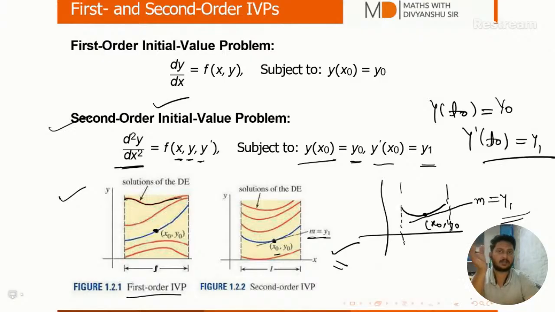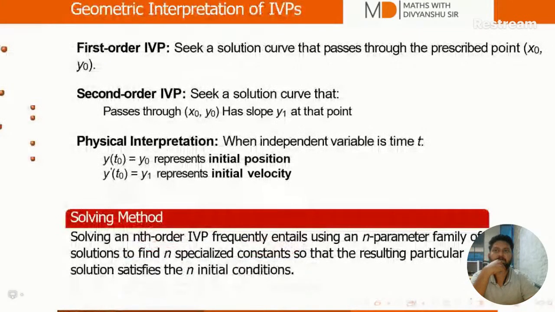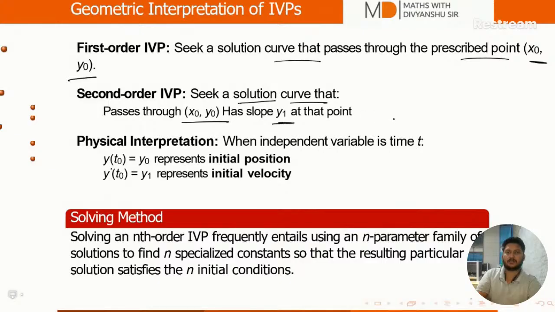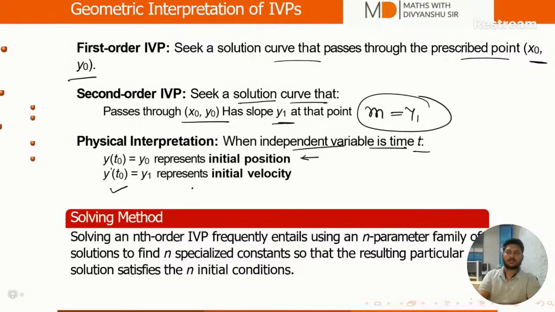Now comes one example related to the initial value problem. I have already shown you the geometric interpretation. In a first order initial value problem, we seek a solution curve that passes through the prescribed point x0, y0. In a second order initial value problem, we seek a curve that passes through x0, y0 and has slope y1, written like this: m is equal to y1. So the physical interpretation: when the independent variable is time t, y(t0) is equal to y0, your initial position, and the first derivative, which is equal to y1, represents the initial velocity.